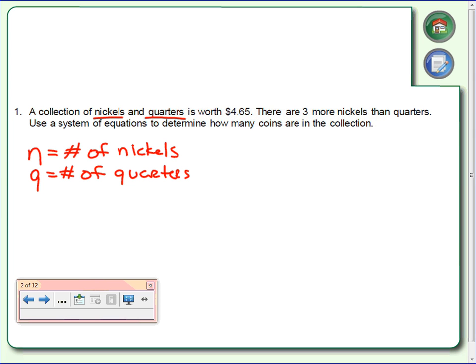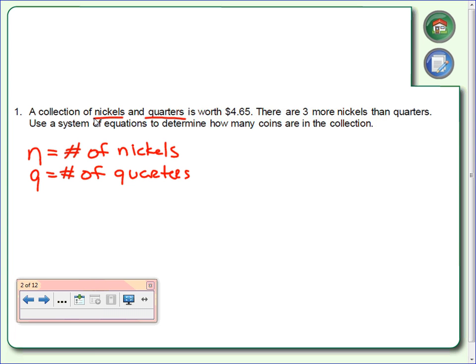All right, so we've done the first part. We've got some variables. Now we're going to use those variables to come up with 2 equations. I need 2 different equations. The first equation: it tells us here that the money is worth $4.65. So if I take all of my nickels and all my quarters, put them all together, it equals $4.65.